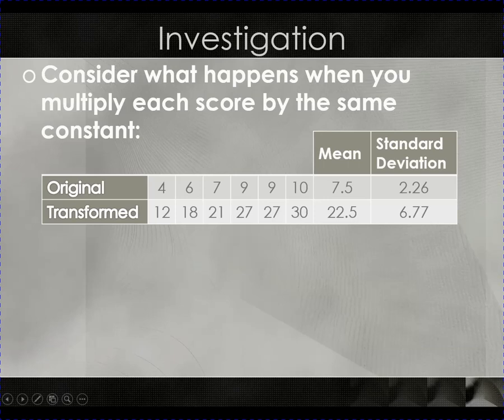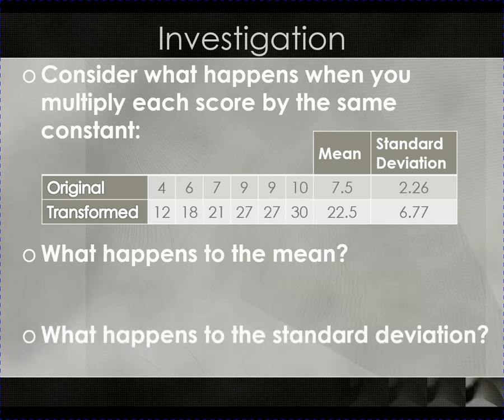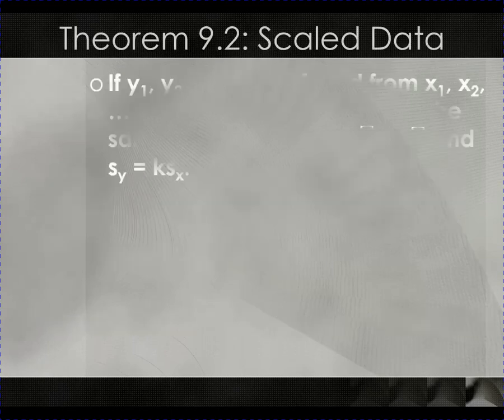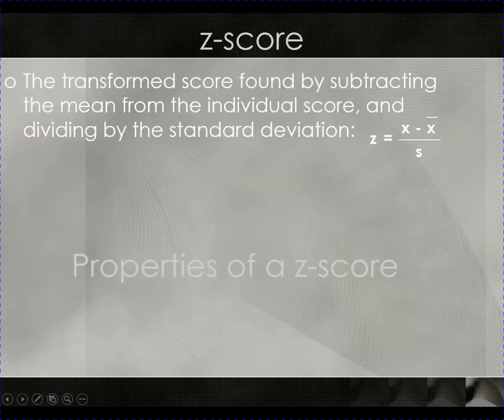So how do these compare? Well, the mean is 3 times more. To get the new mean, you multiply the original by 3. The same idea holds true for the standard deviation. Our scores actually get more spread out, by a multiple of 3. So here's the theorem: when multiplying by the same constant k, your mean will be multiplied by that constant, and the standard deviation will also be multiplied by that constant.